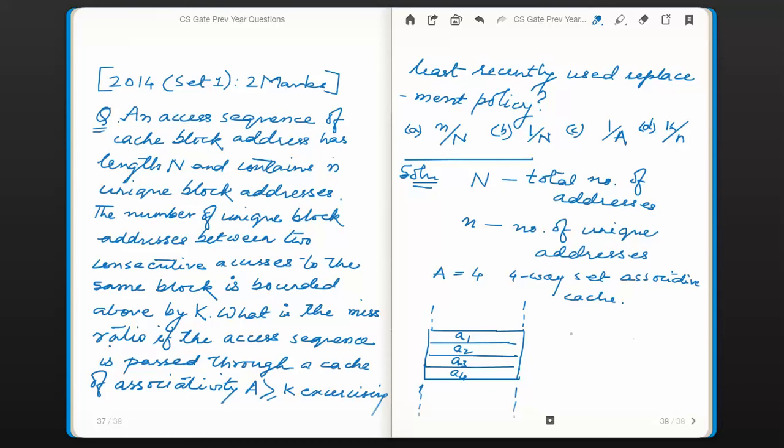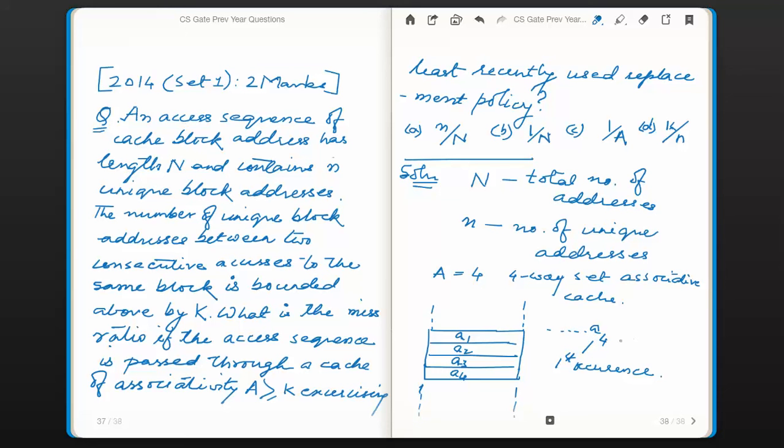So let's say this is the sequence of addresses that we are accessing, and A4 has just got inserted into the cache, and this is the first occurrence of A4. So one observation is that the first occurrence of a block would always result in a miss, because it has not been encountered till now, so there is no chance of it being already present in the set. So it would always result in a cache miss.